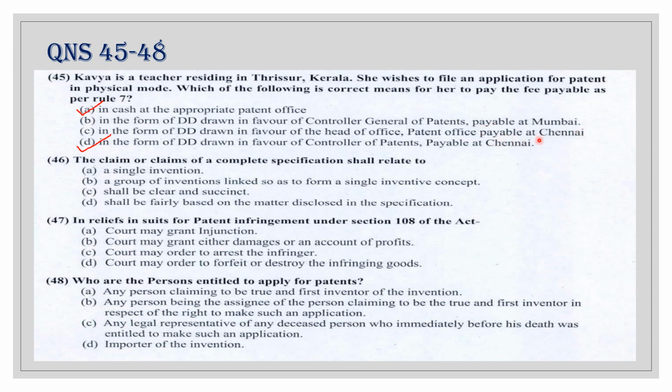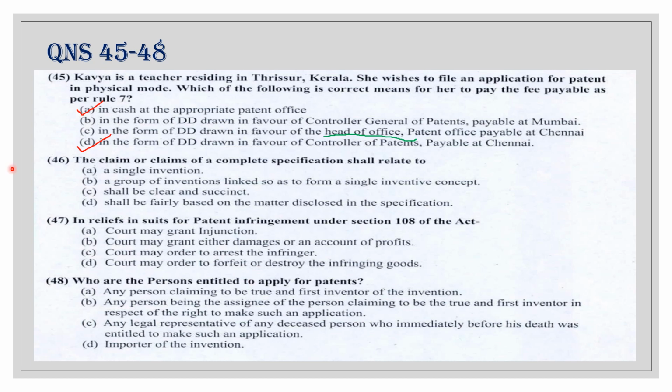Yes, payable at Chennai is correct. But in favor of the head office, this is not correct. It should be in favor of the Controller of Patents. It should not be head office. That's why option C will not be correct. So the correct options will be A and D only.